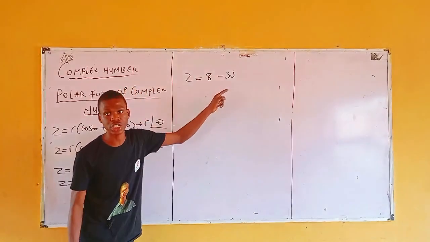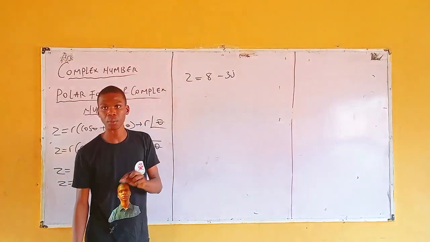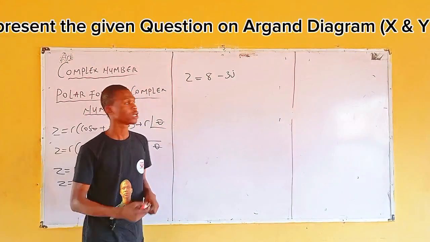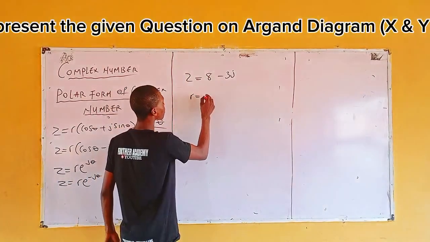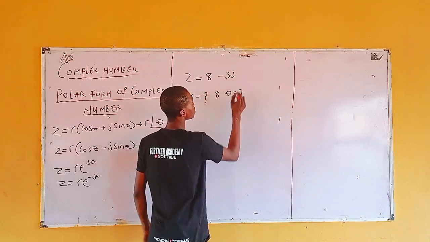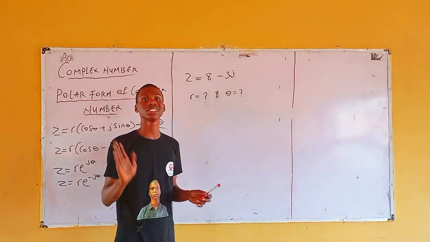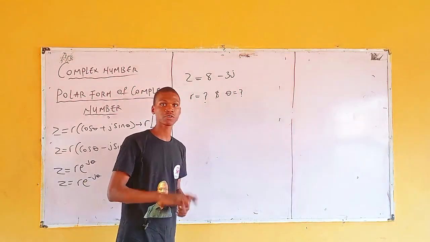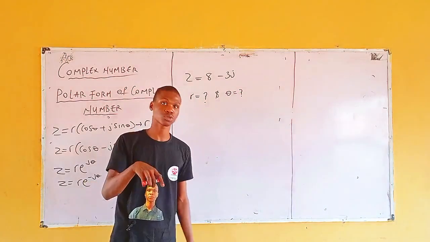Express 8 minus 3j in polar form. What's your first task? From here, you already know that r is unknown, theta is unknown. Now, you have used the normal approach, the direct formula to solve. But you've seen why you must not use the direct formula to solve.